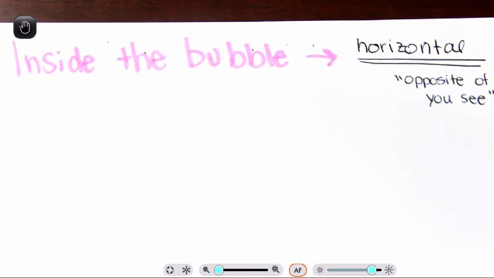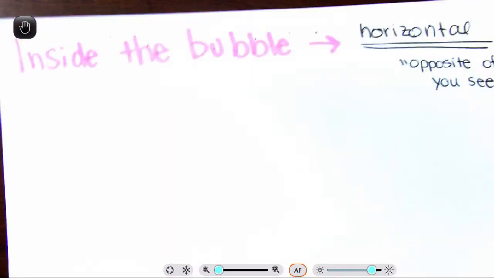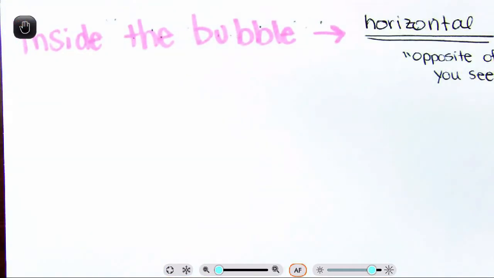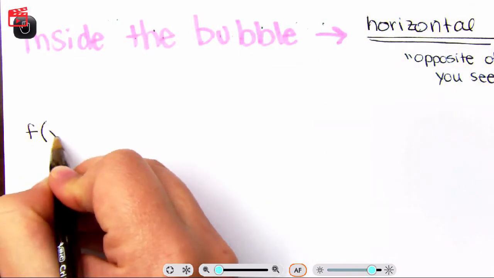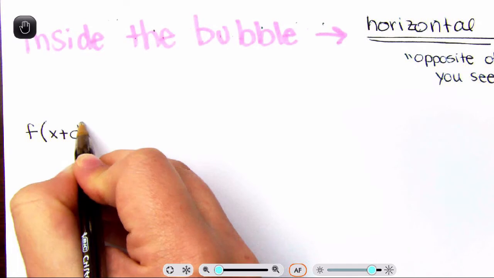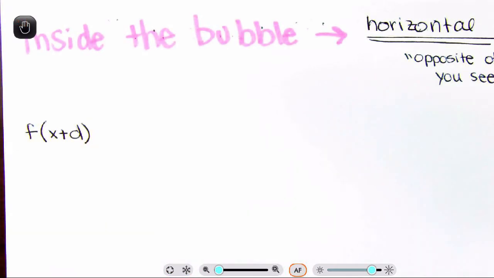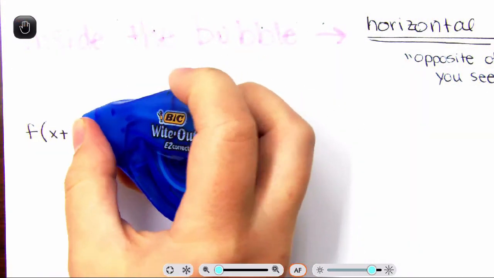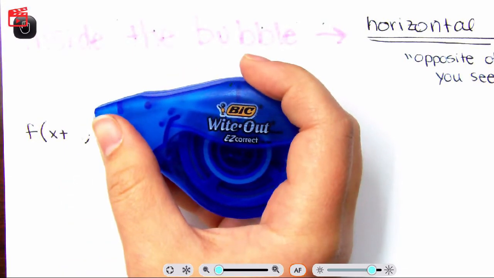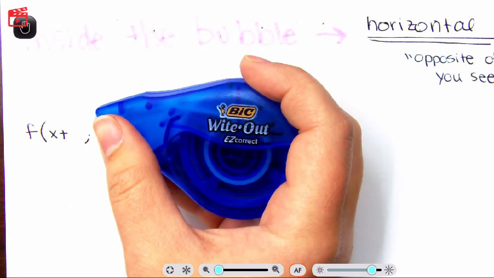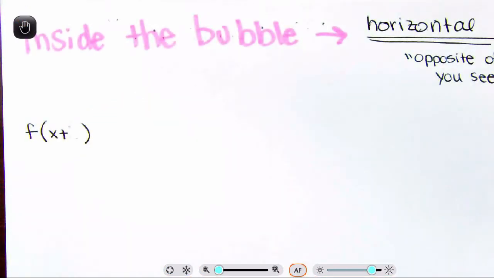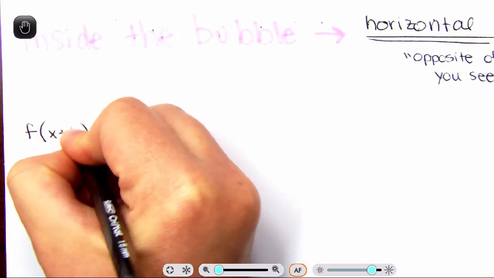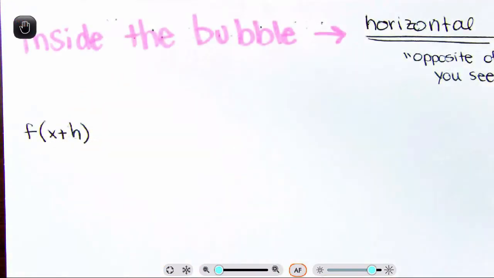Let's do the first one. And again, please make sure you're writing this down so you can have this with you forever and ever. So what do we have? We have f of x plus d. We didn't use d last time. We used, what did we use? We used k. Oh, they used h. I'm looking at a cheat sheet here just to make sure that my letters are right. They used h. Let's do h for horizontal. Okay, so inside the bubble, horizontal.